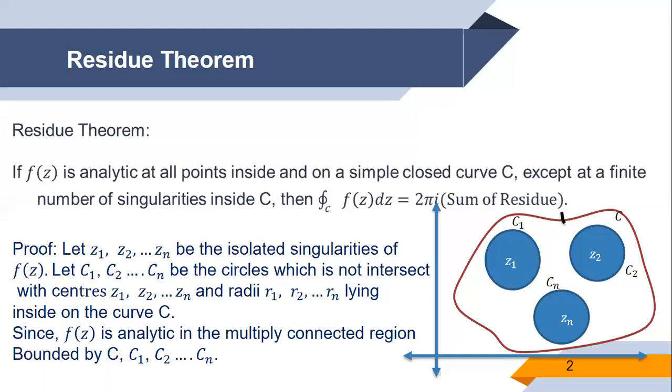So first, what is Cauchy residue theorem? So the statement is, if f of z is analytic at all points inside and on a simple closed curve C, except at a finite number of singularities which are inside C, then the integration over the curve C of f of z dz is equal to 2 pi i in the bracket sum of residues.